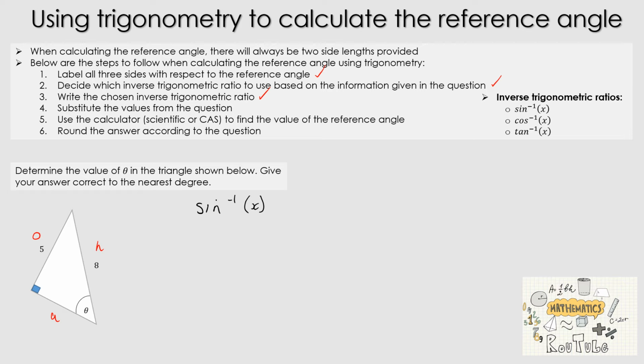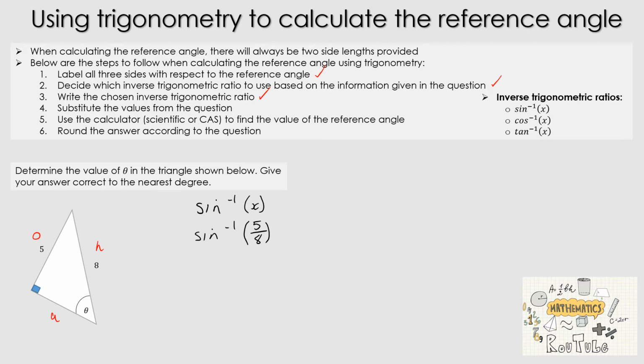Now we're going to substitute the values from the question. Again, we're going to leave the -1 as it is, but inside the brackets, we're going to create a fraction because it's just O over H. So we're just going to put 5 over 8. What it's saying is the opposite side is 5, which we know, and the hypotenuse is 8, so therefore calculate the angle for me. That's what you're telling your calculator.